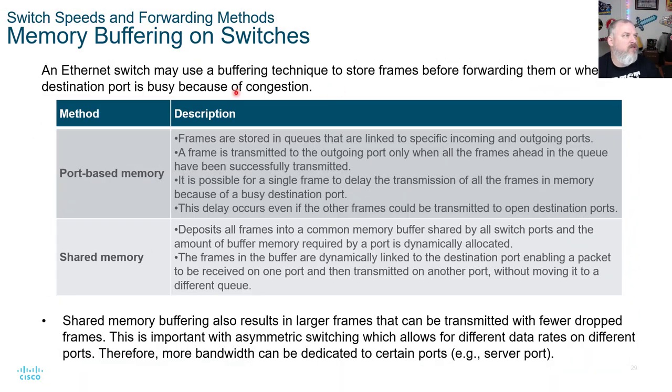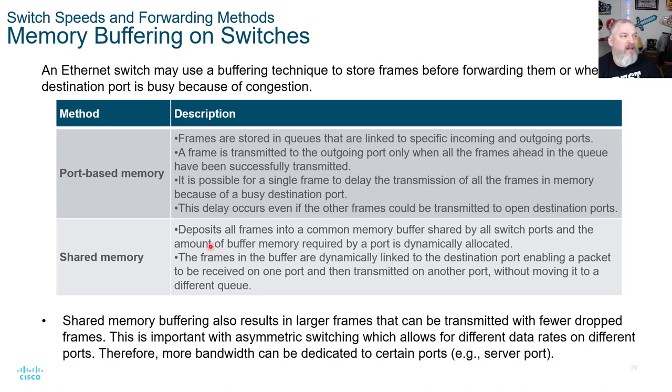Now, memory buffering on switches. An Ethernet switch may use a buffering technique to store frames before forwarding them or when the destination port is busy because of congestion. And so with port-based memory, frames are stored in queues that are linked to specific incoming and outgoing ports. A frame is transmitted to the outgoing port only when all the frames ahead in the queue have been successfully transmitted. And it is possible for a single frame to delay the transmission of all the frames in memory because of a busy destination port. And finally, the delay occurs even if the other frames can be transmitted to open destination ports.